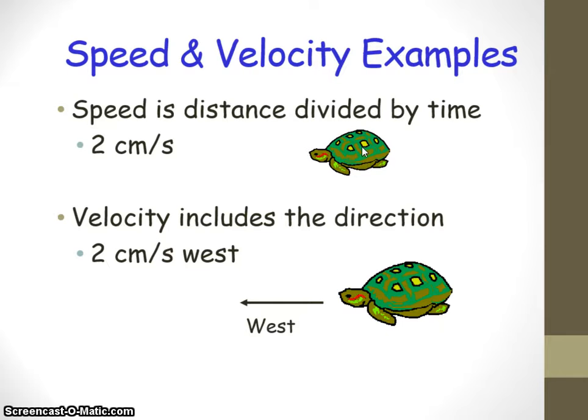Here's an example of a turtle that's moving with a speed. Now, how do you know it's moving? Well, it says 2 centimeters per second. That's a unit of speed. So that's the speed of that turtle. But this picture shows a different turtle that has 2 centimeters per second, but it also says west, and it has an arrow pointing to the west, and that arrow represents that this turtle is moving in that direction toward the west. So that means this 2 centimeters per second here is the velocity, which is a vector. The speed doesn't have a direction, it's a scalar. So that's one big difference between speed and velocity right there: the speed doesn't have the direction where the velocity does.